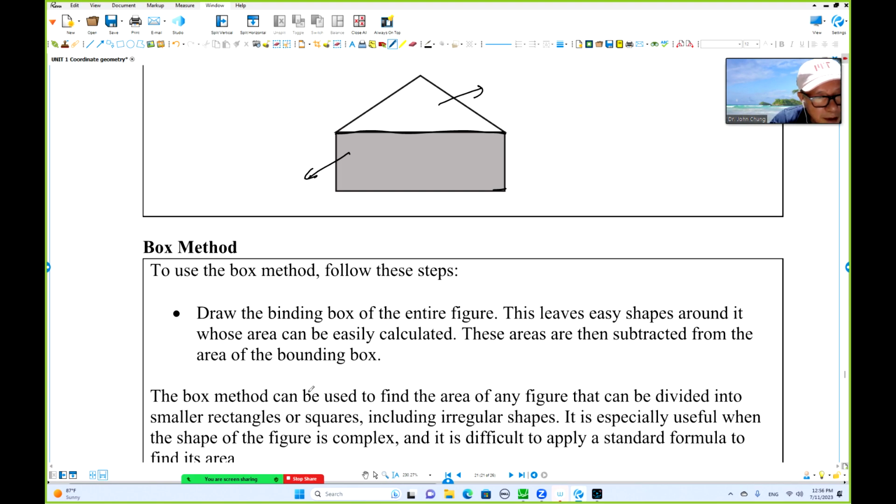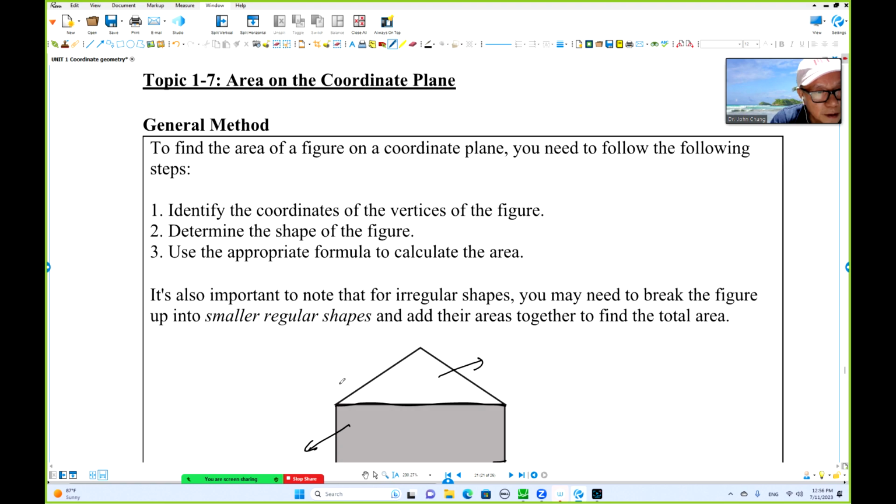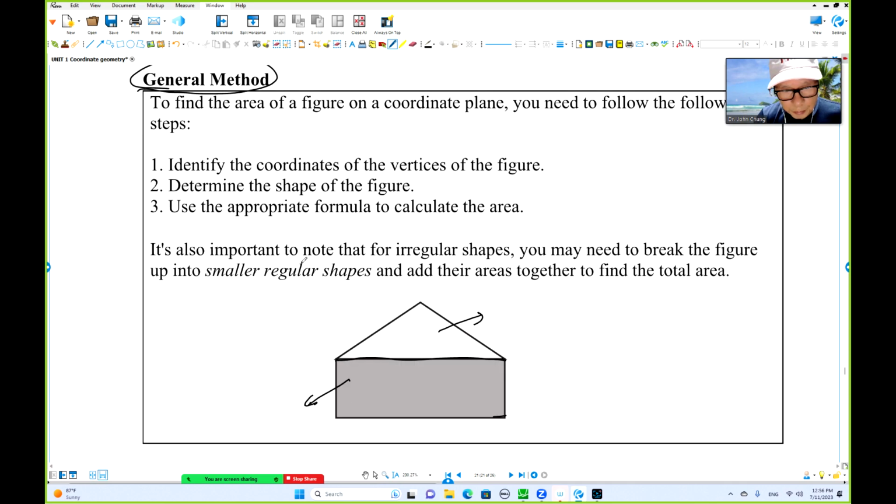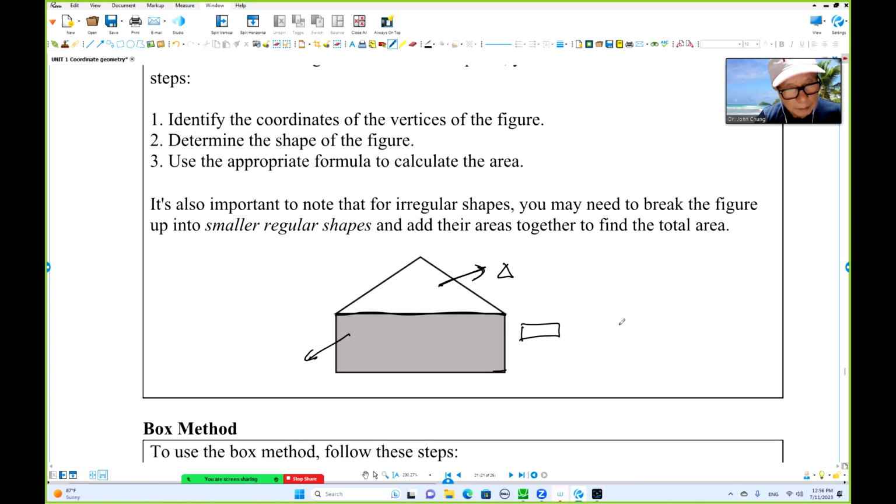The second one is the box method. This is the general approach: we use the same figure and break it into regular figures, right? We just break this into 2 regular ones. One is a triangle, the other one is a rectangle, okay? Because we know how to find the area of a triangle and a rectangle.